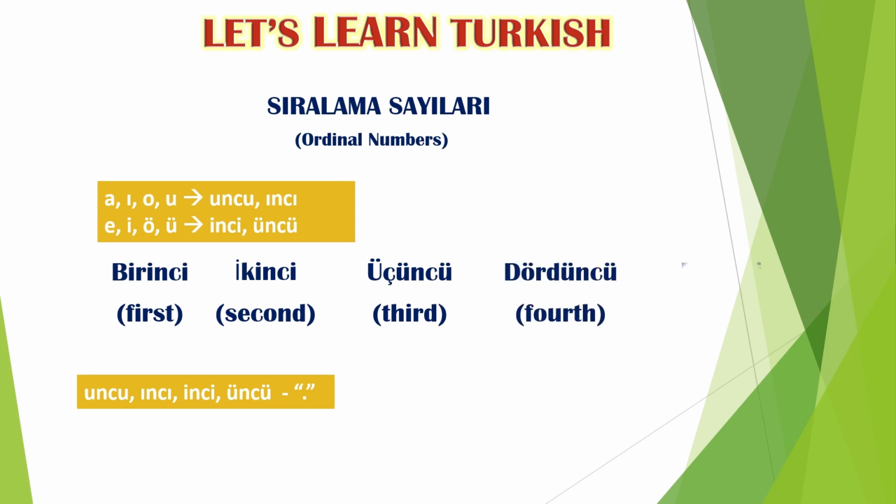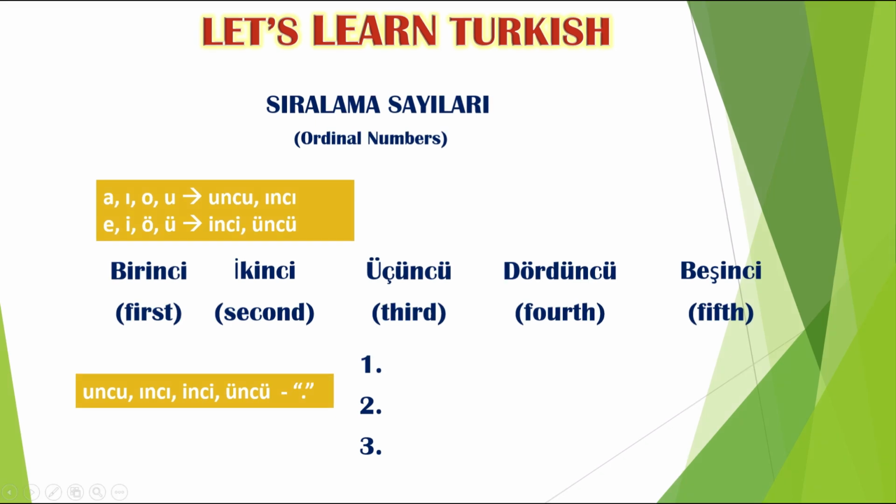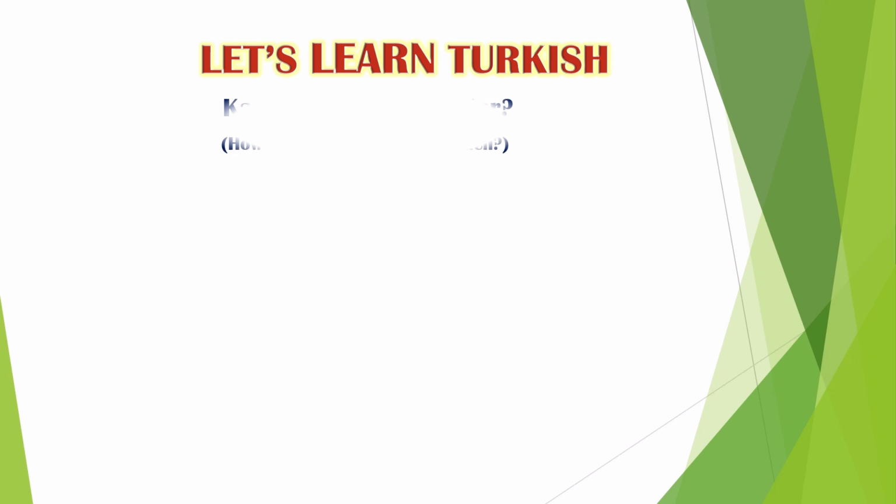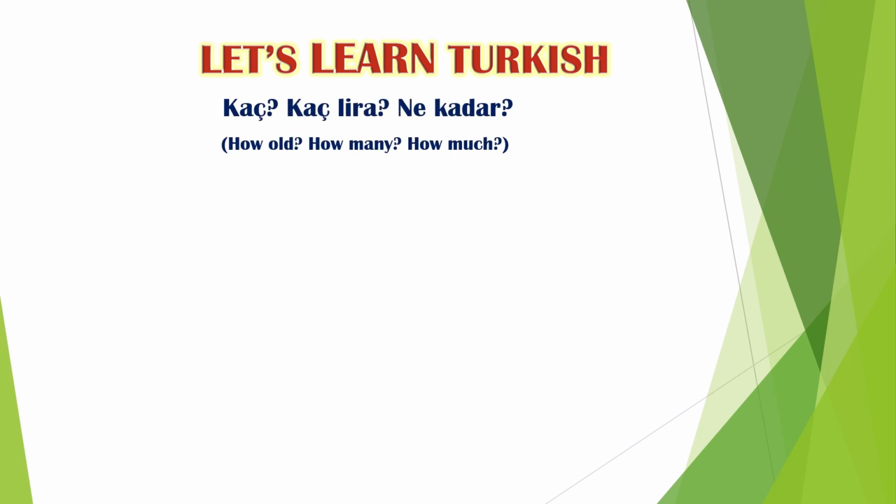Ordinal numbers can be written also as we add a dot sign next to the number and it means the same suffix. Let's see some examples. When we have the number 1 and a dot next to it, it means birinci. When we have the number 2 and a dot next to it, it means ikinci. When we have the number 3 and a dot next to it, it means üçüncü. So, we learned numbers and ordinal numbers.